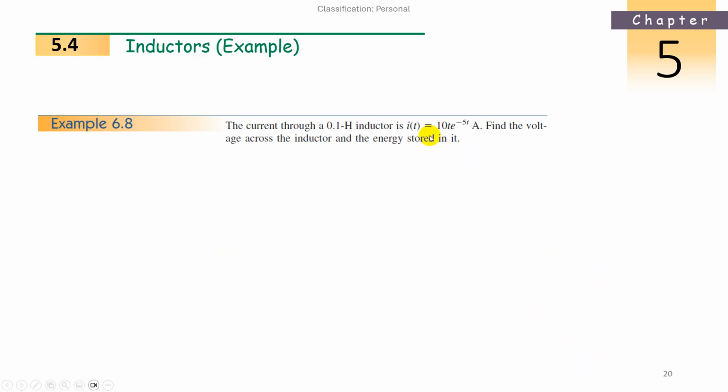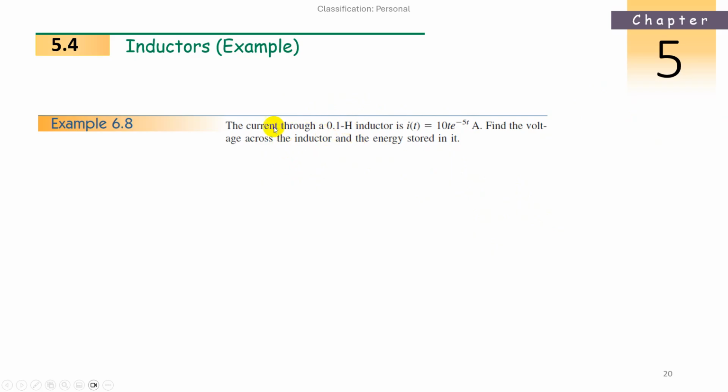It must have some time rate of change. Here we have a time function t and an exponential function e^(-5t). Sometimes for sinusoidal we have sine and cosine terms, and those can also store energy. So 10 t e^(-5t) is the current flowing through the inductor. Find the voltage across the inductor and the energy stored in it.